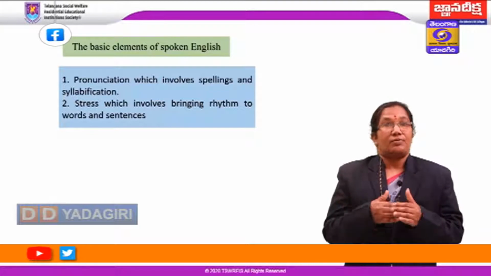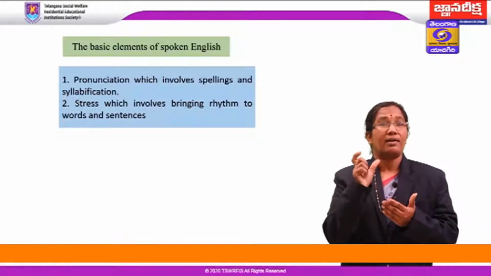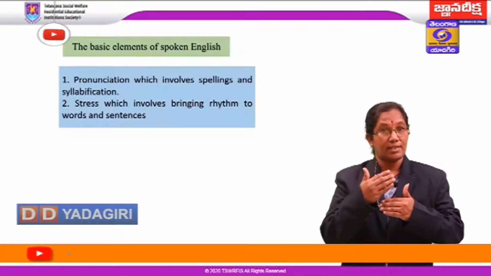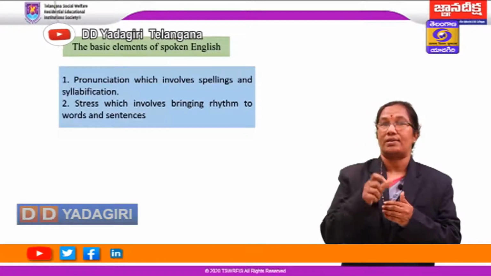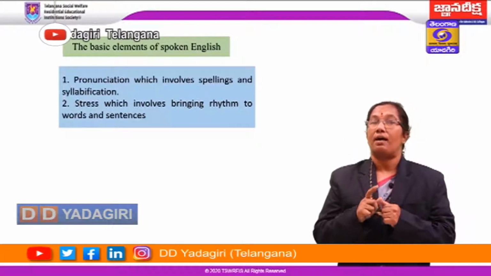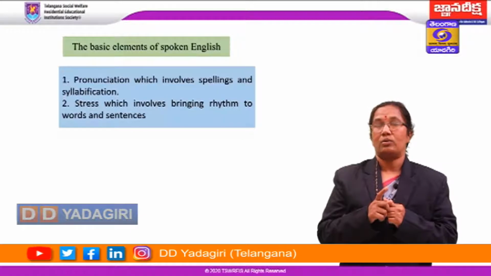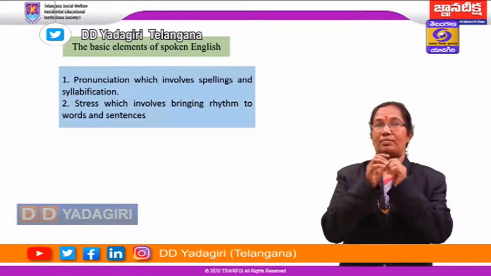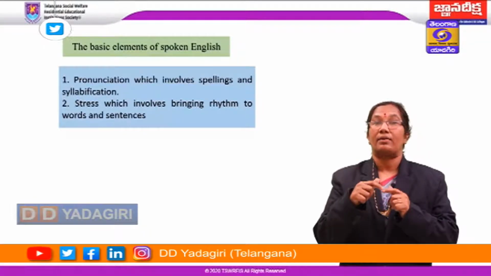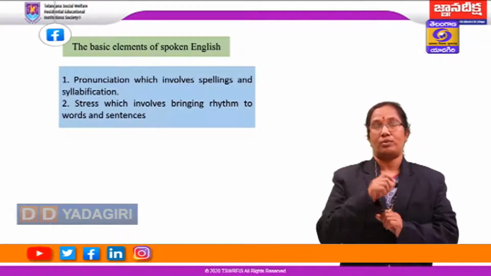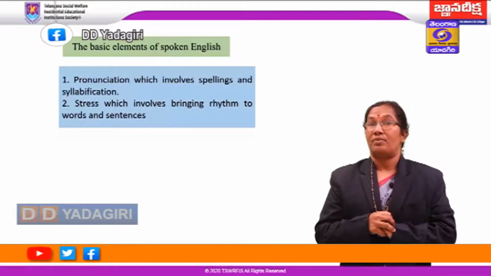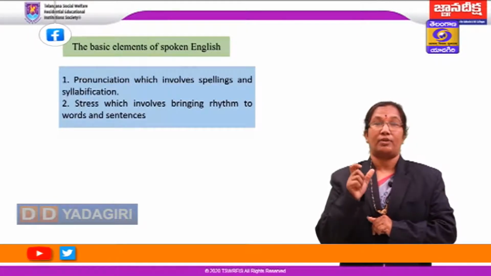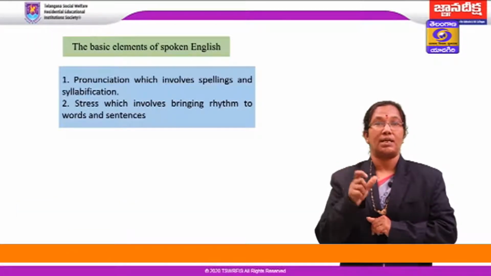We form sentences when we speak. They are called utterances. So the sentences we speak are called utterances. These utterances are made up of words. Words, in turn, are a combination of syllables. And syllables are again a combination of sounds. As we've seen, the basic element for clarity of speech is pronunciation.